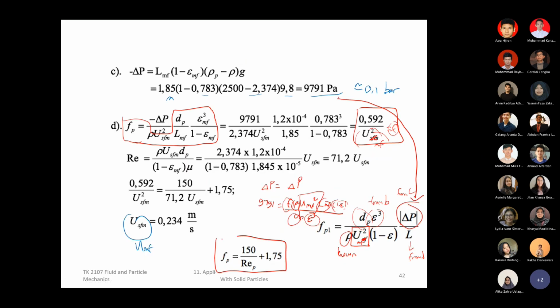So FP is 150 per RE plus 1.75, and it should also be the same with 0.592 per USF square. So that should be the same with 150 per RE plus 1.75. Okay, and RE is of course coming from rho U D per 1 minus epsilon mu.